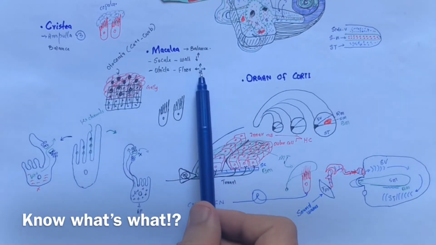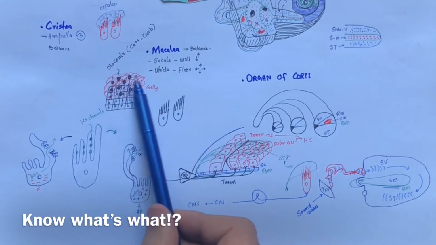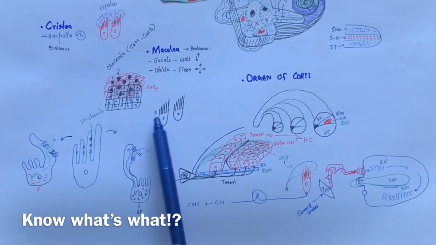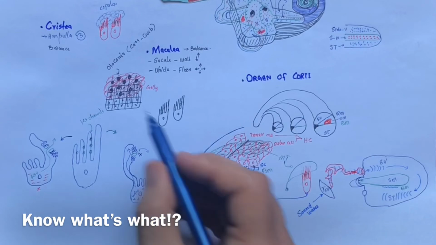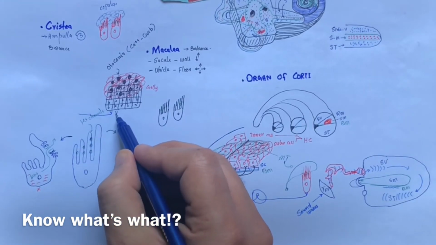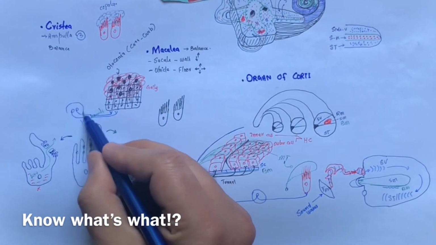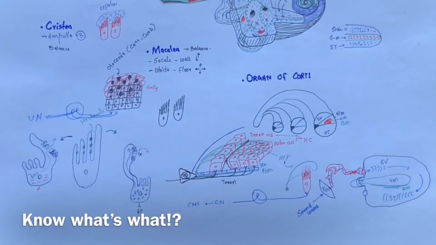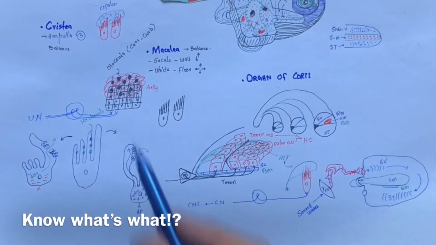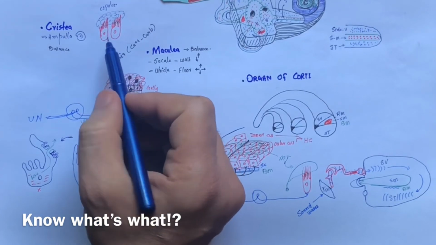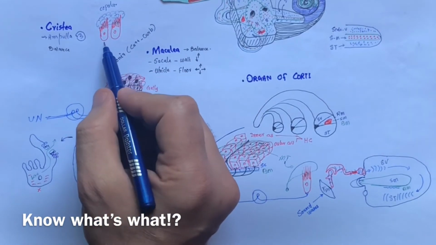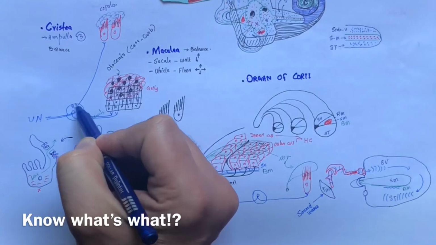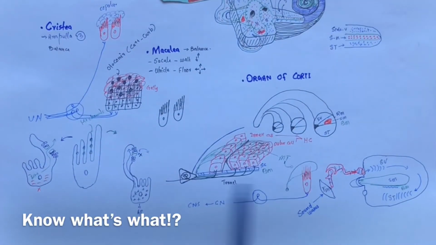So in this case, if they are stimulated, the fiber will go through the nerve fibers to the vestibular ganglion, and from the vestibular ganglion through the vestibular nerve to the CNS, meaning the cortex or the brain stem, wherever they have the nuclei. So this is all about the vestibulocochlear system.